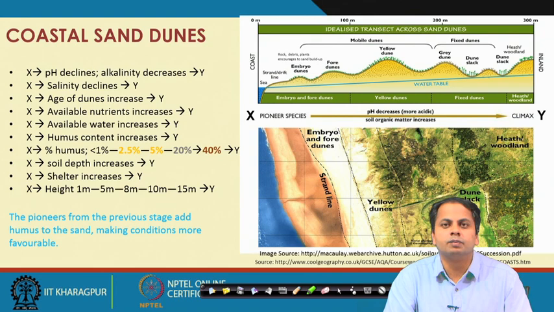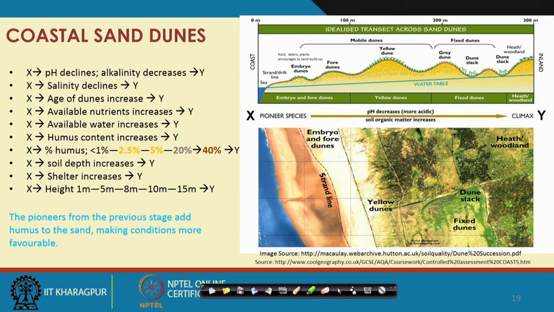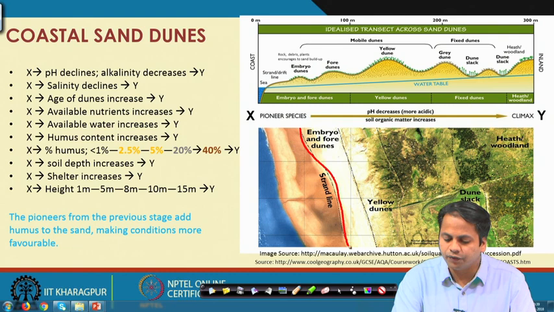Now let's see some of the important mechanisms by which sand dunes form. Like we are talking about the coastal sand dunes. Let's talk about the coastal sand dunes. So let's say this is a coast here. Let's first see this image. Okay, so this is a coast, and this is an approximate strand line, and from there you can see the development of vegetation and the dunes here.